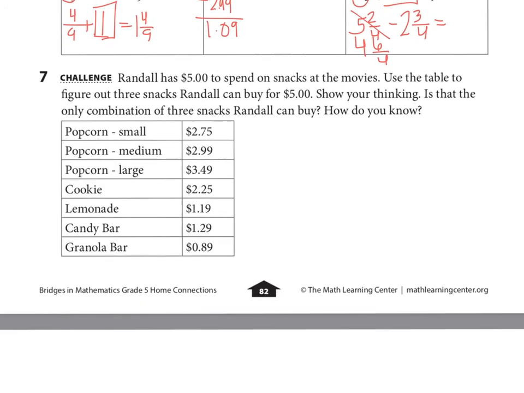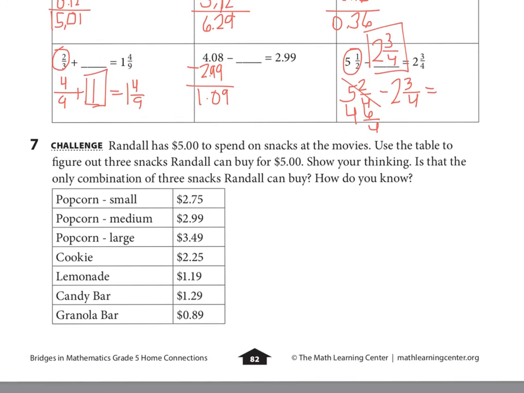For the challenge, Randall has $5 to spend on snacks at the movies. Use a table to figure out 3 snacks Randall can buy for $5. Show your thinking. Is that the only combination of 3 snacks Randall can buy? And how do you know? Well, there are several combinations Randall can buy.